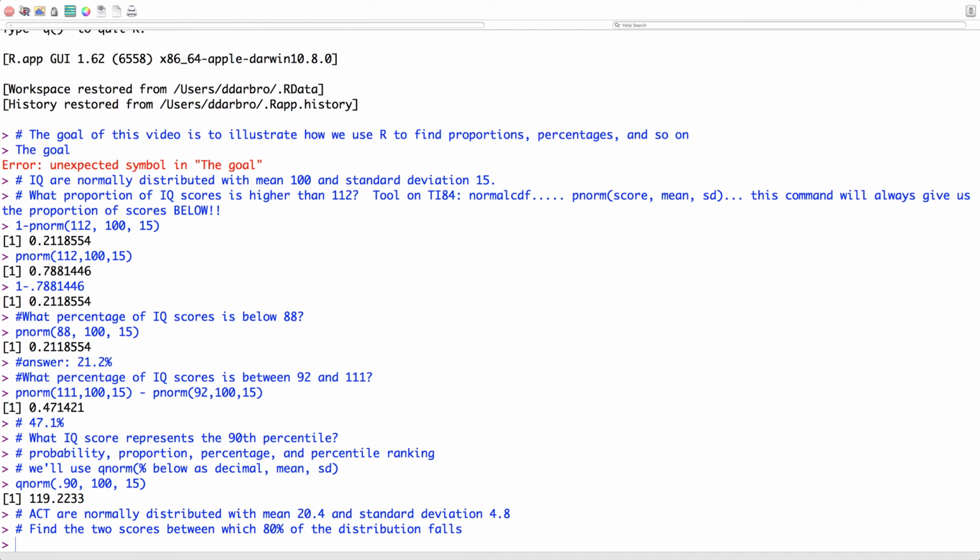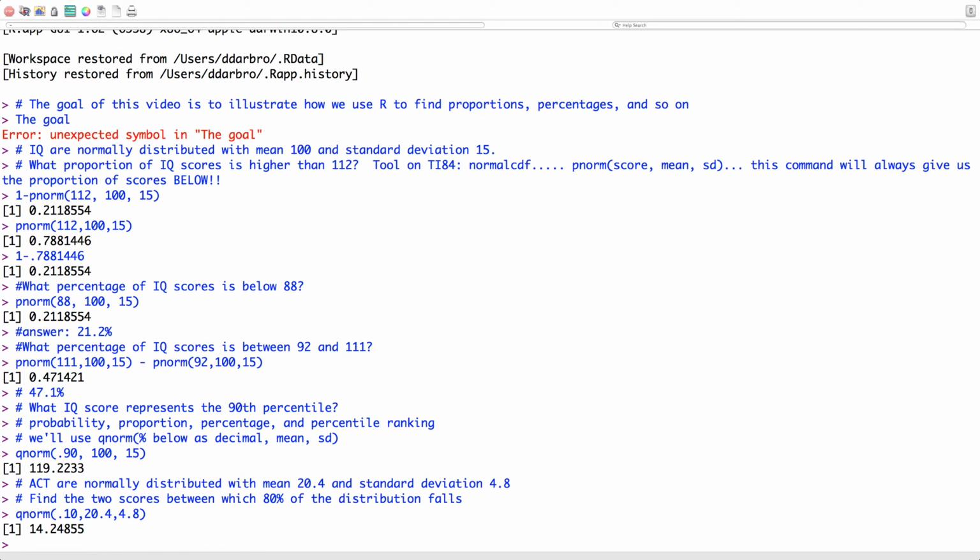So guys, to find the left value, I'm going to do qnorm(0.10, 20.4, 4.8). So the ACT score that would be to the left of the middle 80% would be 14.25.